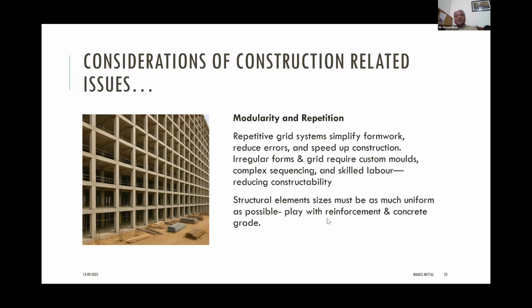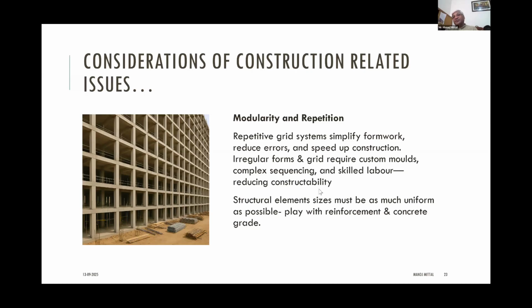Another important thing is that structural element sizes must be as uniform as possible, because if you have large variation in the column sizes or large variation in the beam sizes in terms of sections, then it is very difficult to have different formwork sizes, and it is very complex and difficult to construct. So it will be better to have as little variation as possible, and it is always better to play with the reinforcement. You can always increase or decrease the reinforcement and the concrete grade. I think that is a better choice rather than having variation in the structural element size.